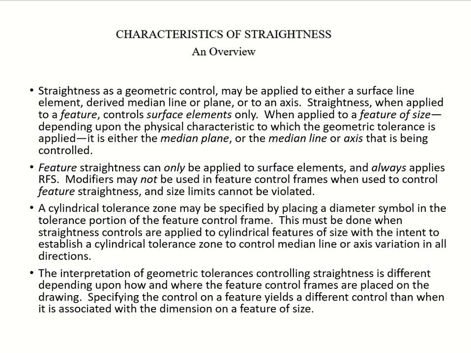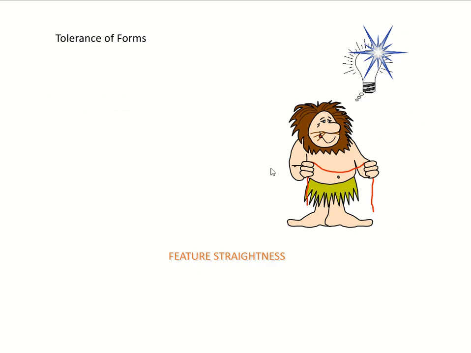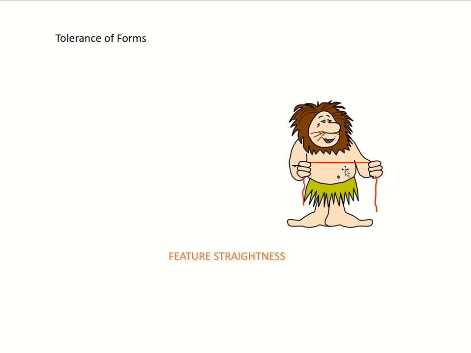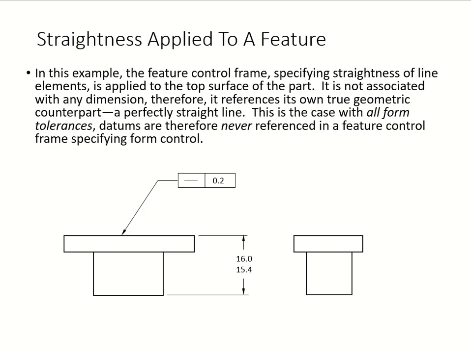So let's see how we handle this. This is just showing you a little cartoon, tolerances of form. We'll start with the feature, straightness. Here is our feature control frame, telling you the straightness tolerance is 0.2. And again, here is your leader line right there. It's showing you the very top surface of your part, and it's showing you the perfectly straight line.